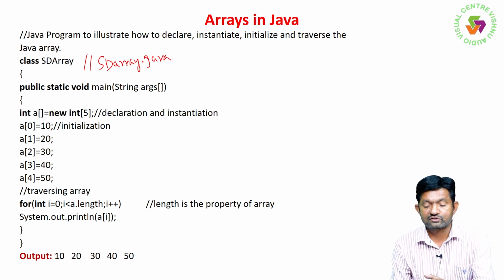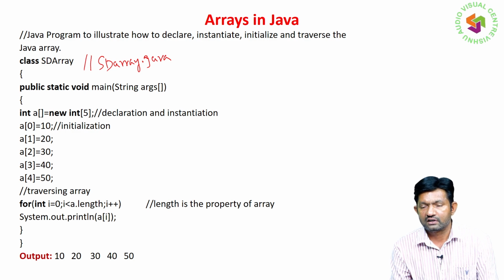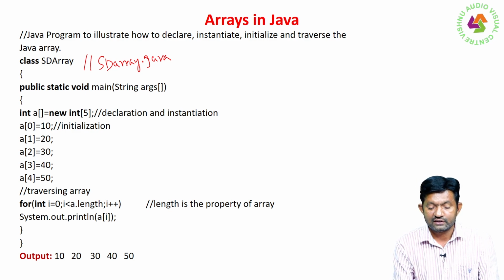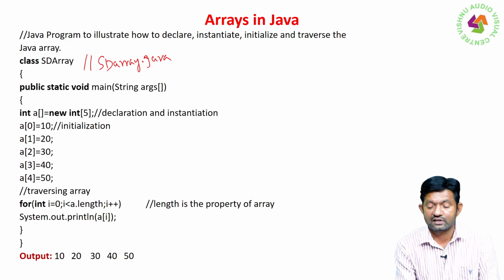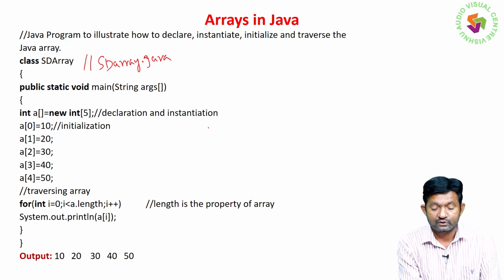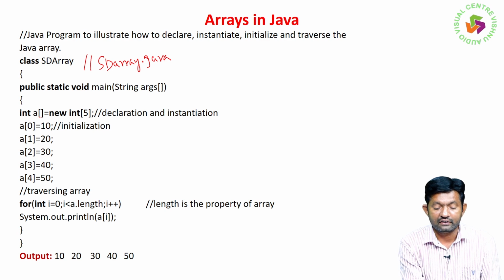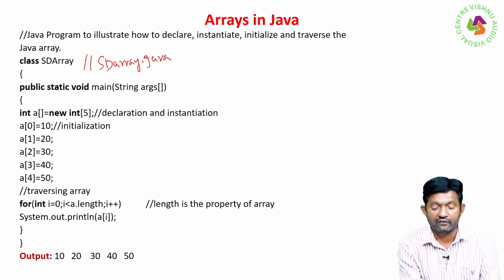public static void main(String[] args). Every Java program starts with the main. So within the main we have to declare the variables. Now here is the declaration and instantiation of the array. Declaring the array: int a = new int[5].